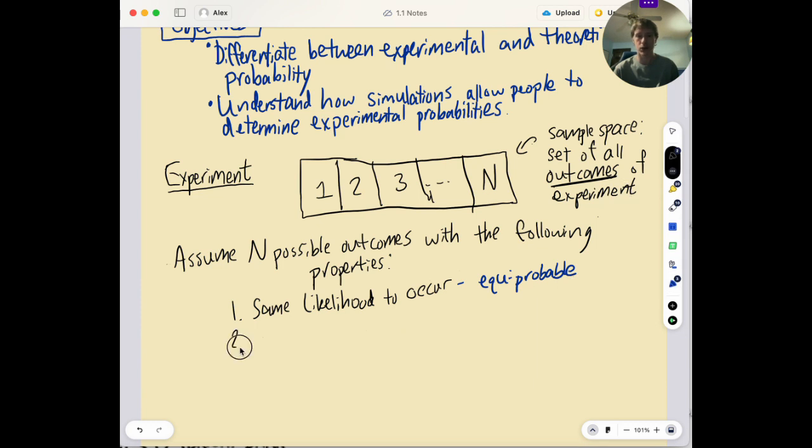And the second condition we have in our experiment is that there is no overlap between any of the outcomes. You cannot have two outcomes simultaneously occurring. You either get outcome 1, outcome 2, or outcome N. The word for that we're going to use is mutually exclusive.